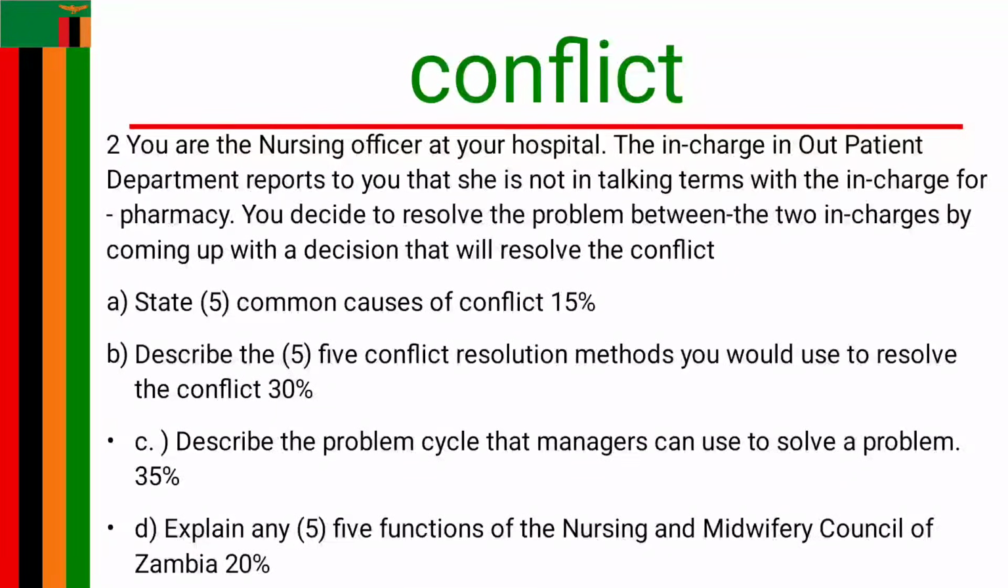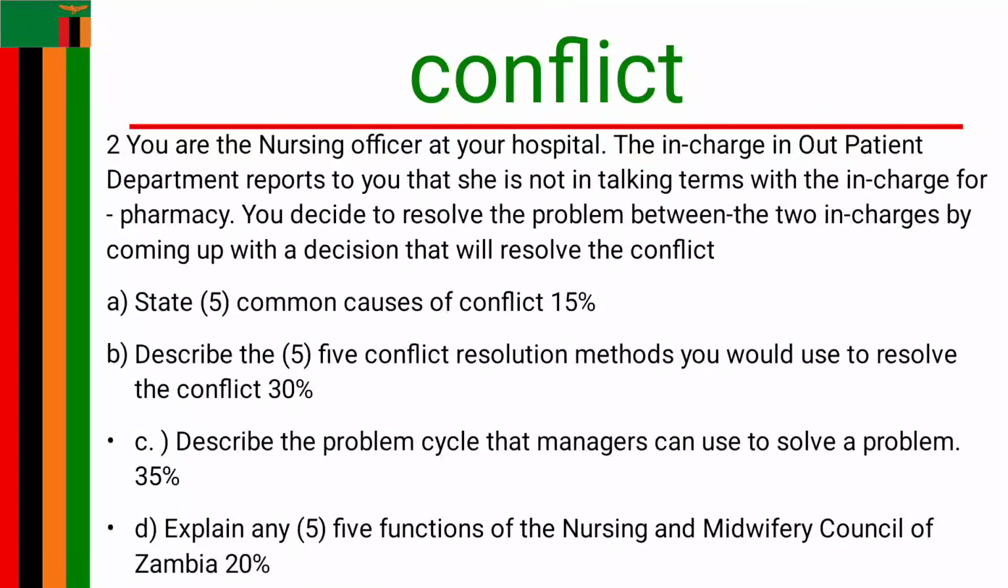The last question, question D, is saying explain any 5 functions of Nursing and Midwifery Council of Zambia. The first function of Nursing and Midwifery Council of Zambia is regulation. Now, regulation means that NMCZ sets standards and regulation for the nursing and midwifery practice in Zambia itself to ensure quality and safety.